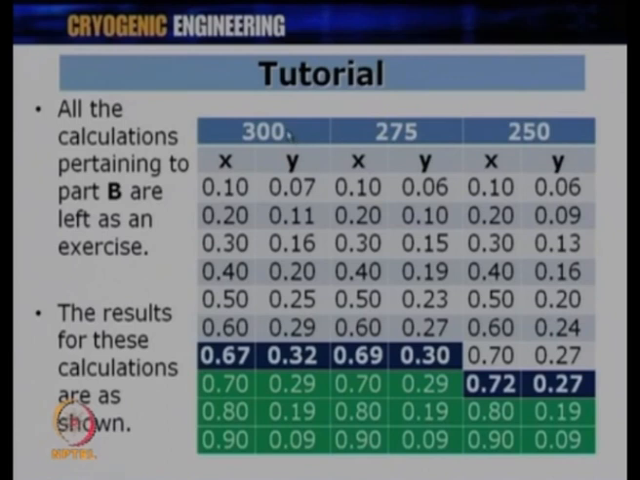If I reduce the value of T3 to 275 Kelvin, the maximum value of y happens to be 0.3, which is a little less than this, and the corresponding x happens to be 0.69, a little higher than this. If I come further down, T3 equal to 250 Kelvin, the maximum value of y is 0.27, which is less than this, and the corresponding x value is now 0.72. And if you remember 225 Kelvin, it was 0.73 and around 0.26 for T3 equal to 225 Kelvin.